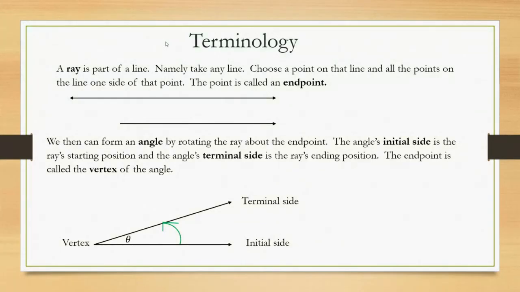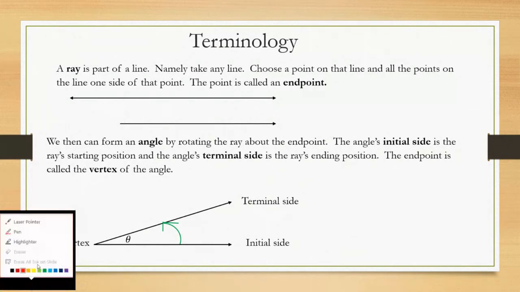The idea is if you have a line which extends indefinitely to the left and right, you take any point on that line and you take all the points on one side of that point, and the other side you're basically going to throw away. Okay, let me just explain that.